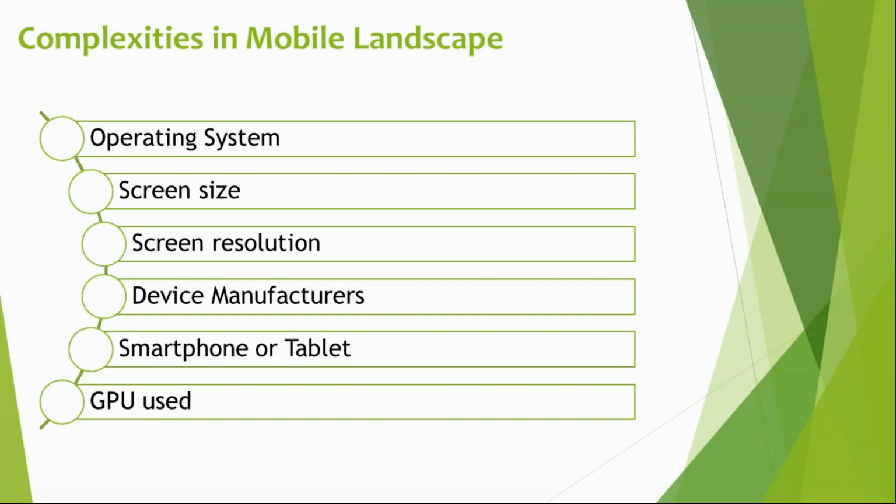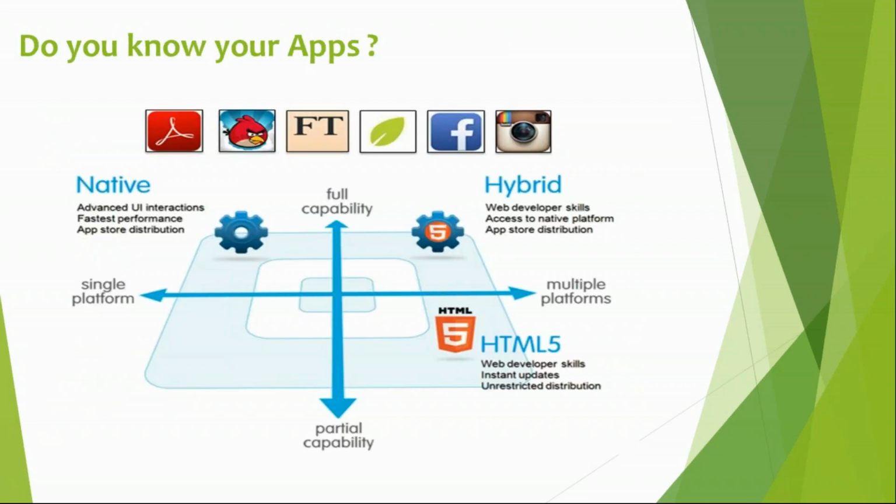So you need to even consider the GPU or the CPU speed, 1.2 gigahertz or 1.8 gigahertz, 2.4 gigahertz, like this. What is the speed of your processor? What you are using matters for your mobile automation. Okay. So any queries on complexities of the mobile landscape?